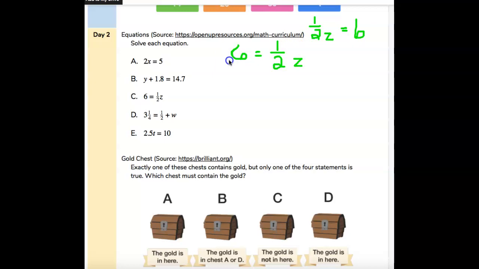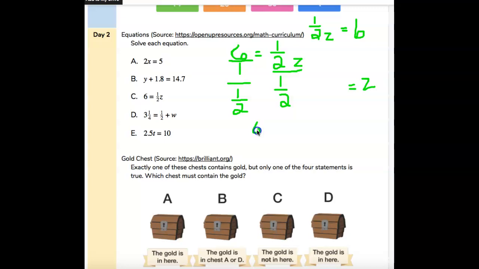So first thing you might want to do is make this 6 a fraction. Do you remember how to do that? That's right, you put it over 1. All right, so now we have 6 over 1. This still says 6 equals 1/2 z. All right, to get z by itself, we have to divide. So 1/2 z divided by 1/2 will get z by itself. Z equals, all right, so now we have to do 6 over 1 divided by 1/2.